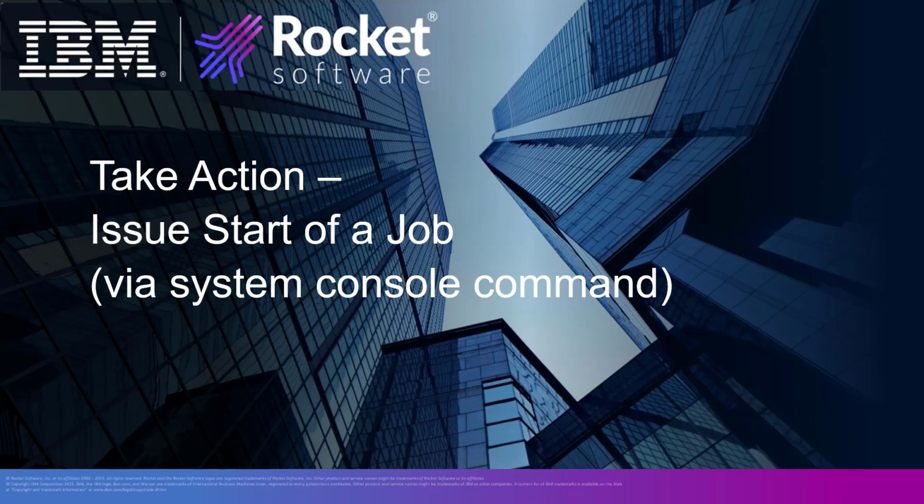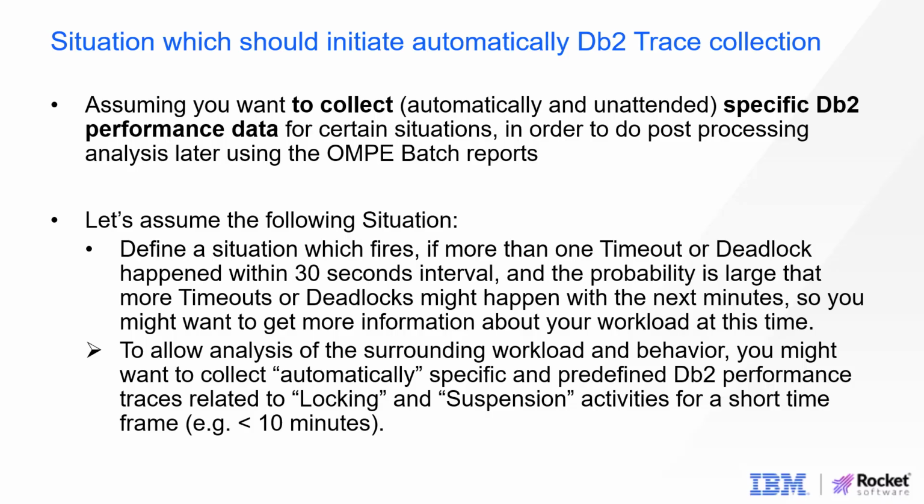My next scenario is not using a single DB2 command execution, but instead the start of a job, meaning a predefined process with potentially several processing steps. Assuming you want to collect additional specific DB2 performance trace data, automatically and unattended, for a short time and only for a specific detected critical situation in your environment. Let's assume there happen a lot of timeouts and/or deadlocks within a very short time frame, and you can assume that there are potentially more coming. You want to know what's going on, meaning analyzing the surrounding workload.